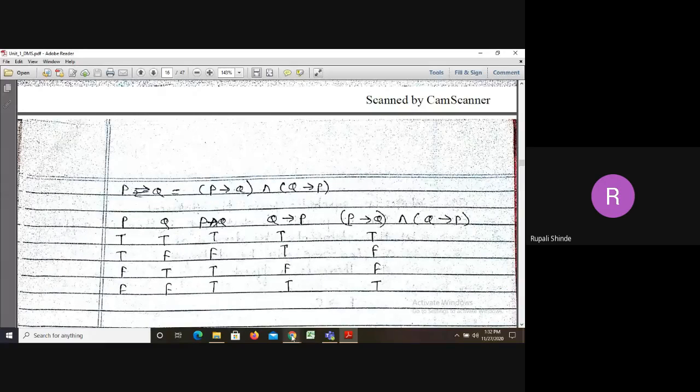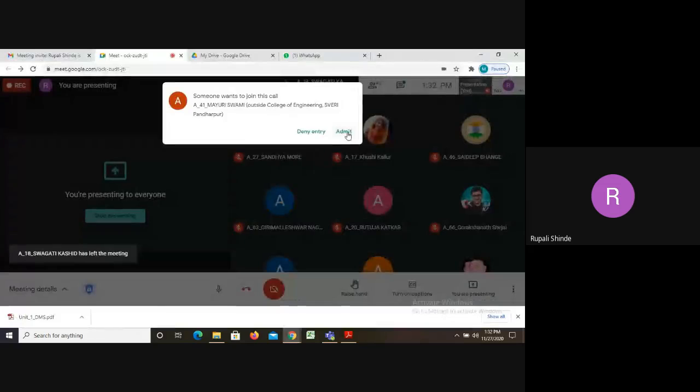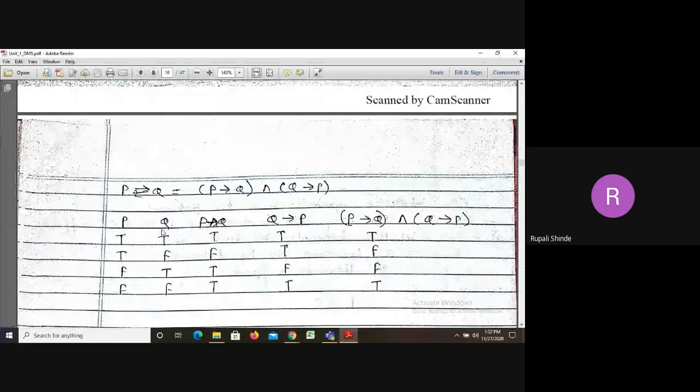Now again, we have to find the value of Q conditional P. So for this Q conditional P, again the same rule, but here the first variable is Q. So first of all, we have to look into the second column, that is the column for Q. Now check whether there is any combination like TF. So here in this third row, the value of Q is T and the value of P is F. So again TF, its value is F. That's why we have written here F. And for the rest of the combinations, it is T.